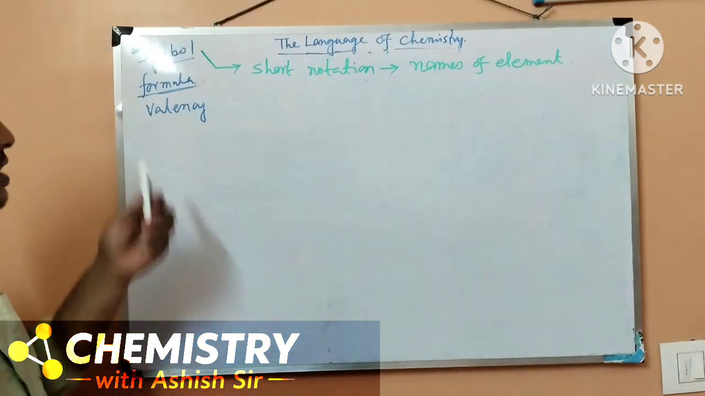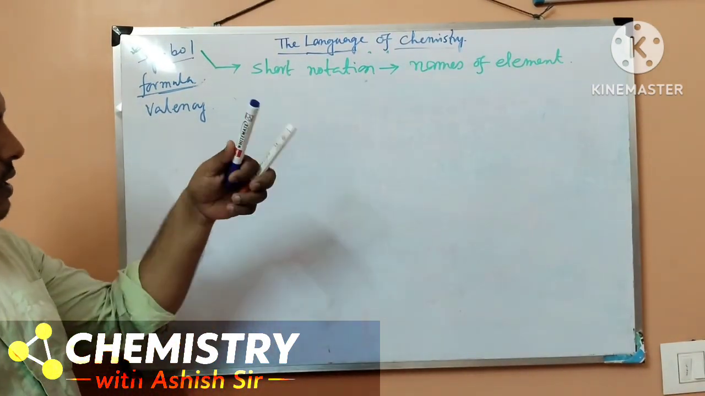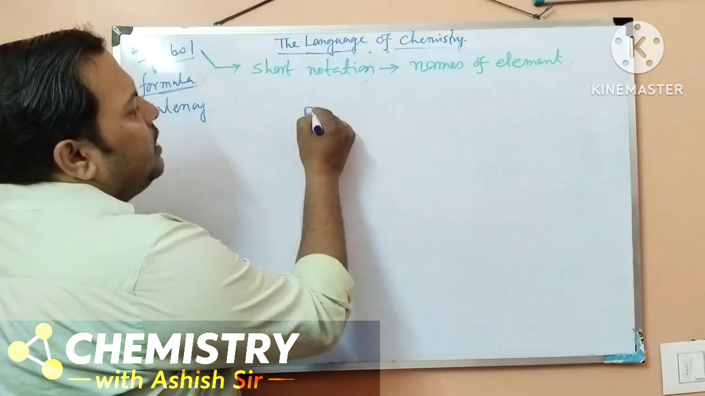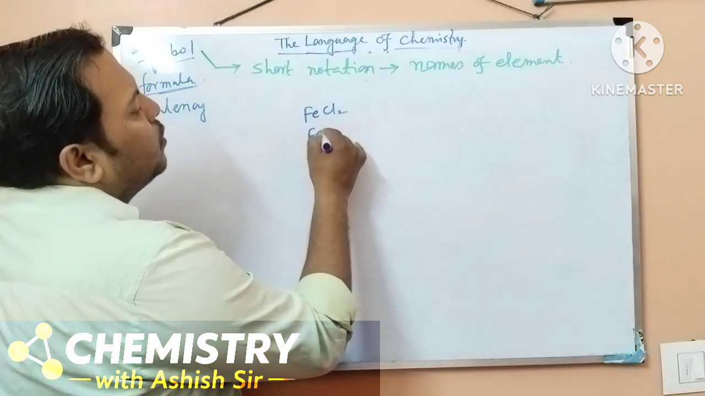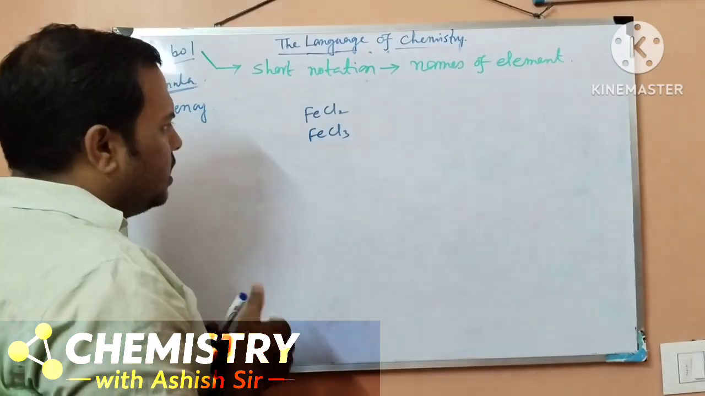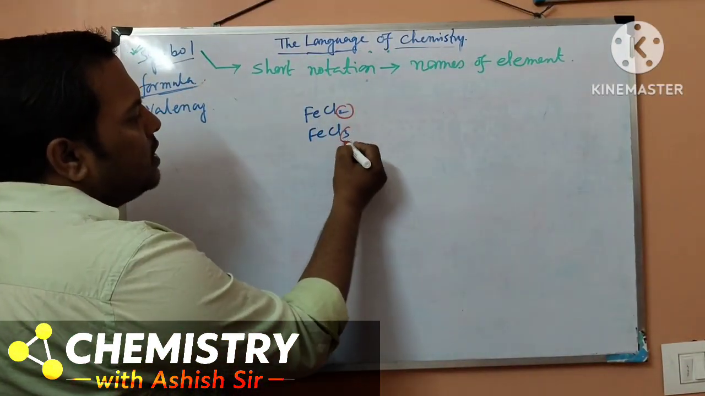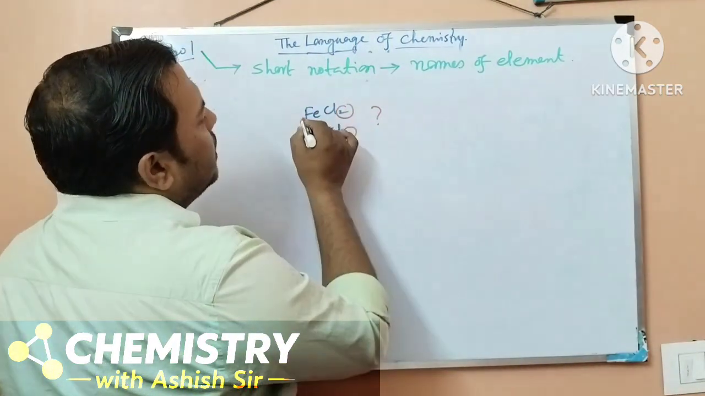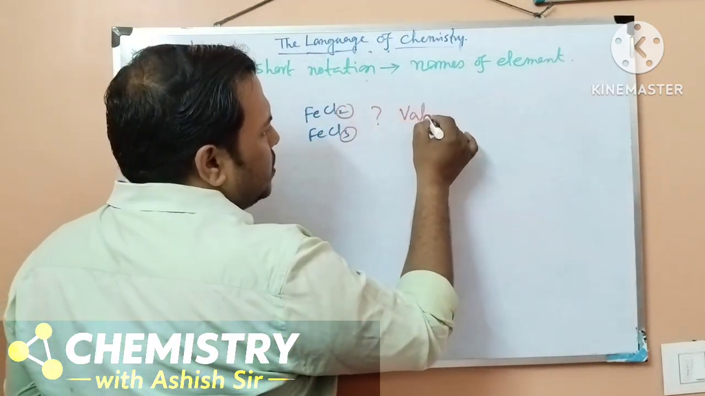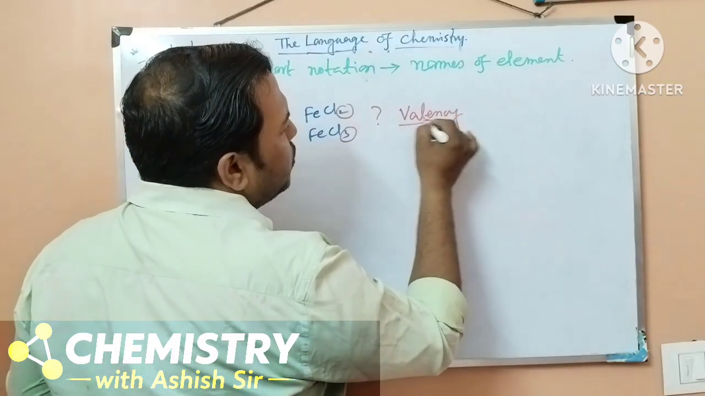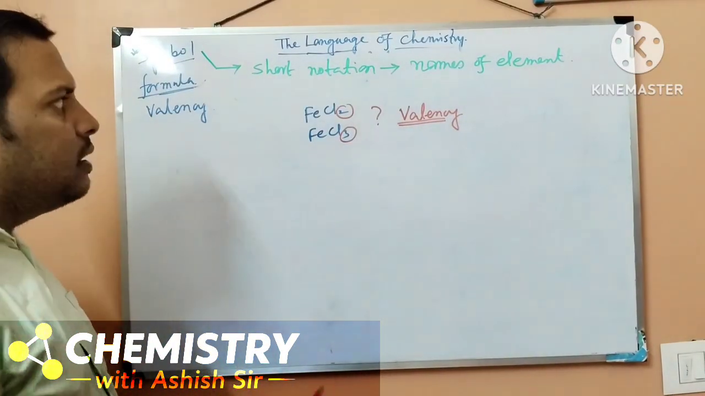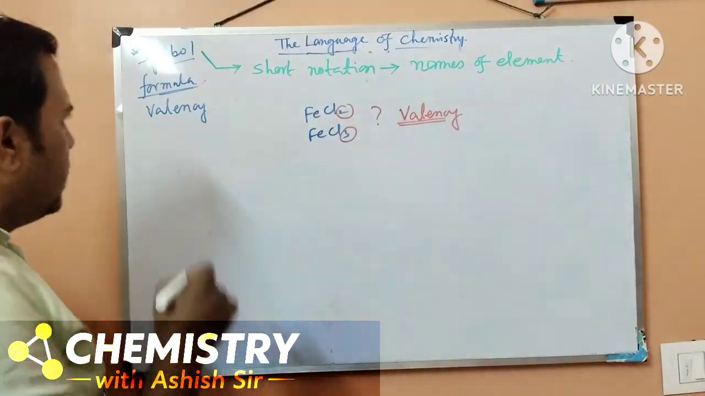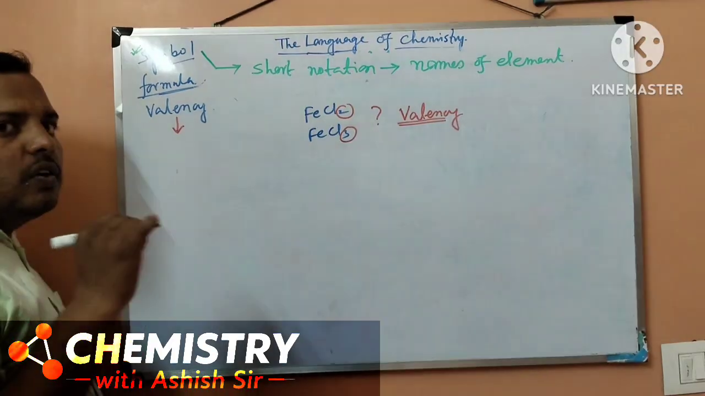Now the question is, what is valency and why should we learn it? In the previous example I have written FeCl2 and FeCl3 both. If I ask you why the number of chlorine here is 2 and here it is 3, what is the reason? The answer is present in the term valency. If we know what valency is, then we will be able to answer why there is 2 and why there is 3. So first of all, let us learn what valency is. Valency is the combining capacity of an element.